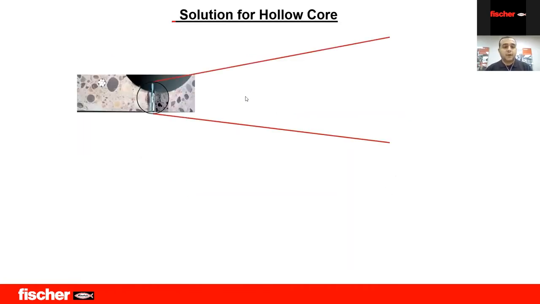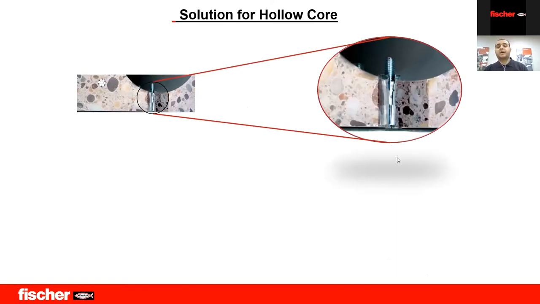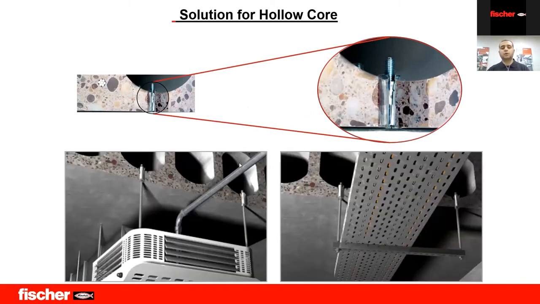So as you can see, this is a kind of rendering representation of the anchor itself. The locking barbs will catch into the web area, so you can fix your MEP supports very easily. So for the hollow core, you cannot find a better solution than the FHY to cover all your needs.